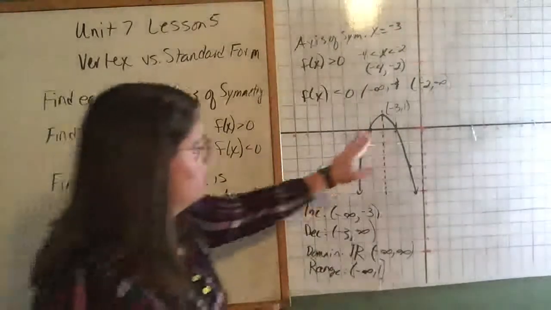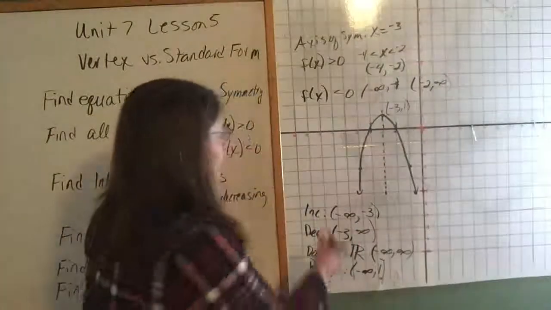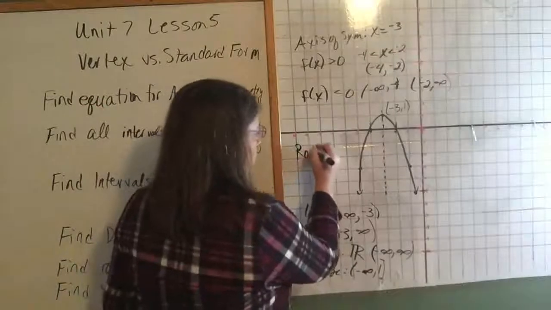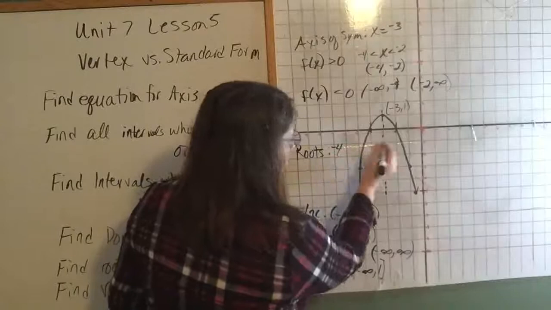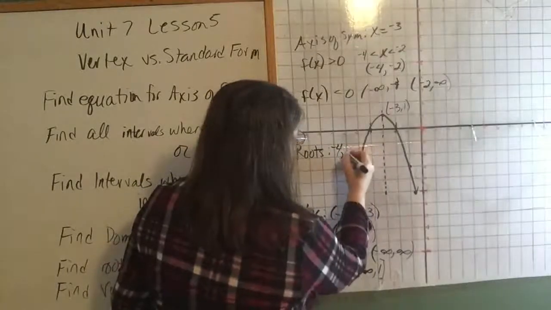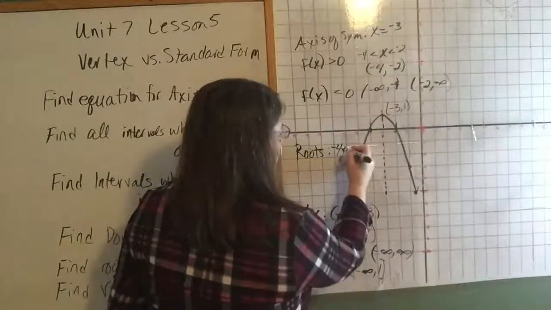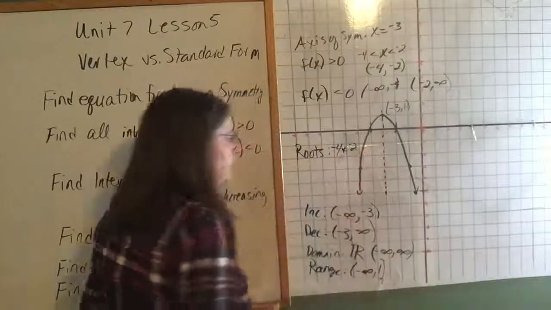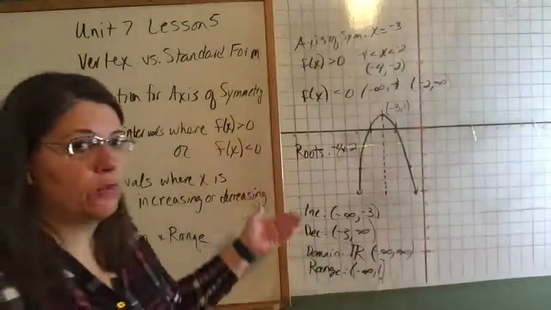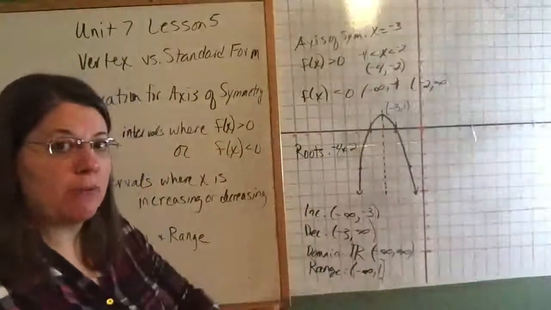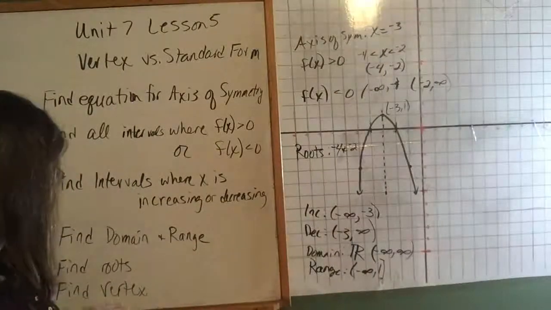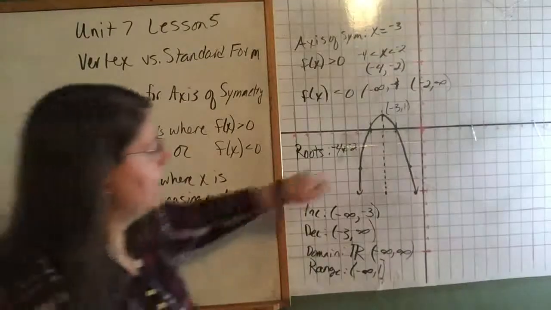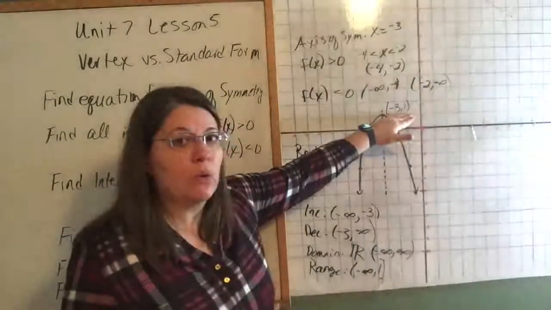Next, they want us to find the roots. Well, my roots, that's where it crosses the x-axis. I'm just going to put those right here. The roots are -4 and -2. And don't write that as an ordered pair. It's not an ordered pair. The ordered pairs would be -4, 0 and -2, 0. But if it's just asking you for the roots, you just list the two numbers. And then to find the vertex, well, that's the point -3, 1.